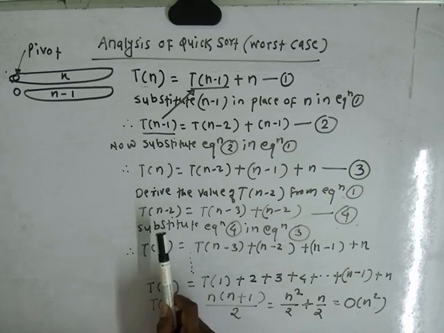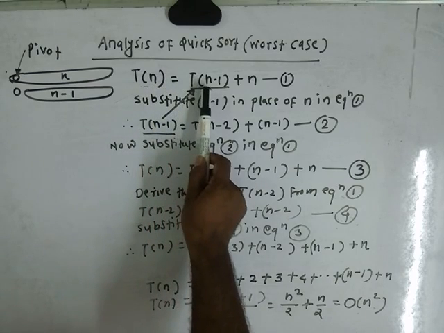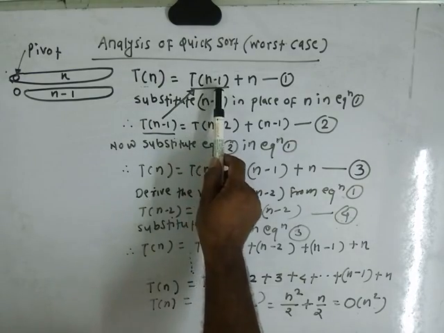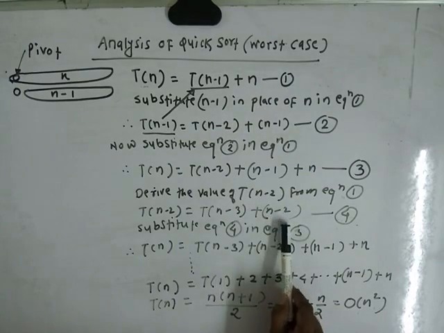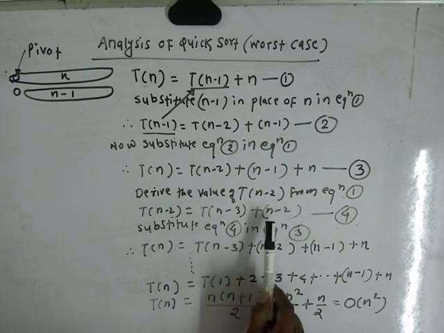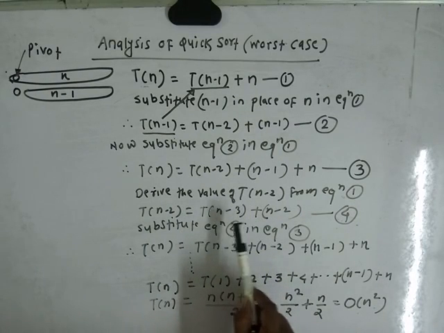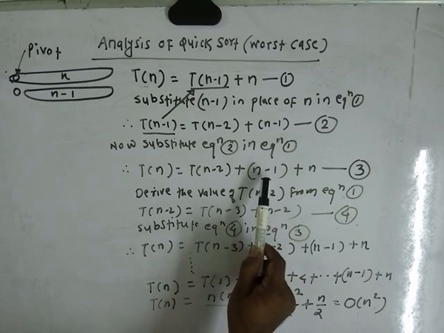So if we do this substitution, we get T of n minus 2 equal to T of n minus 2 minus 1, that is T of n minus 3, plus n minus 2 in place of n. So we get this equation, T of n minus 2 is equal to T of n minus 3 plus n minus 2. So now let's substitute this equation 4 back in equation 3.